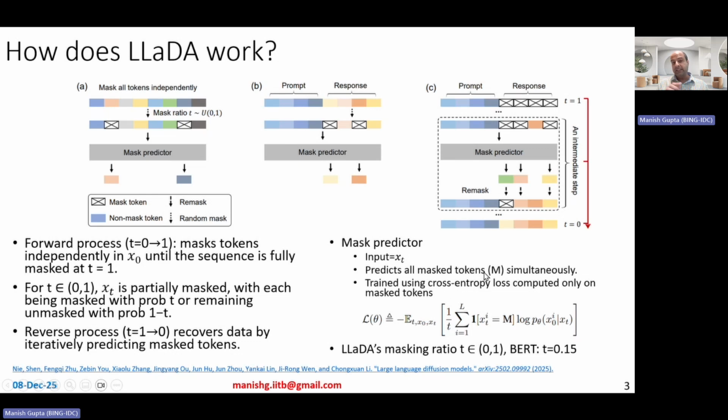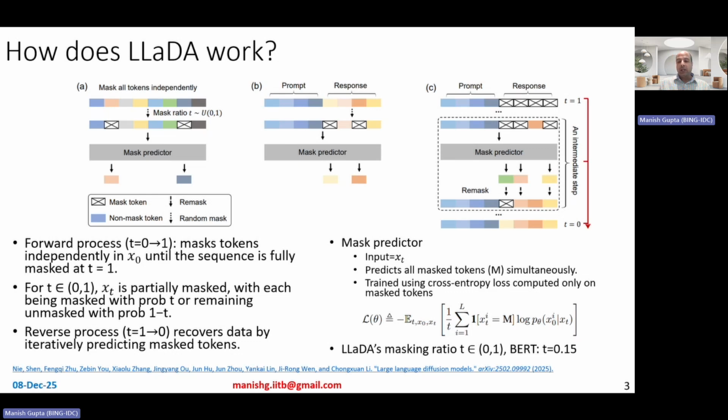At any particular iteration, however, you're going to keep only a few of them in the unmasked form, and you're going to remask everything else. You remask based on a lower confidence value. So if you're not confident about the unmasked token, then you are going to remask it.